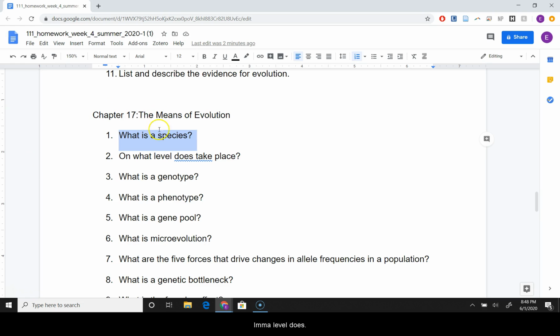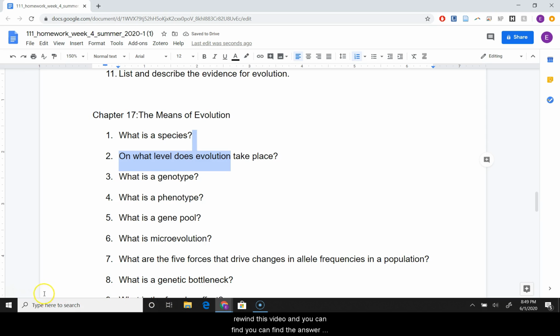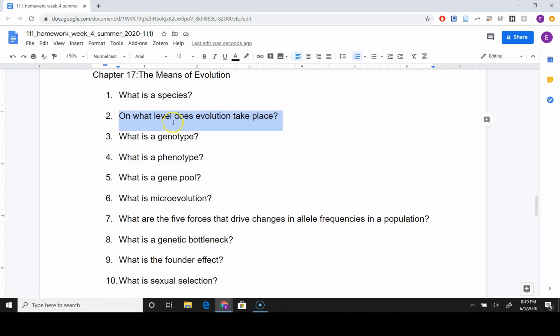On what level does evolution take place? Actually, rewind this video and you can find the answer to this question. What is a genotype? Rewind the video and you can find the answer to this question. What is a phenotype? Rewind the video and you can find the answer to this question.